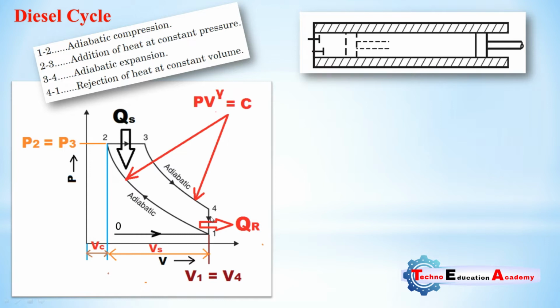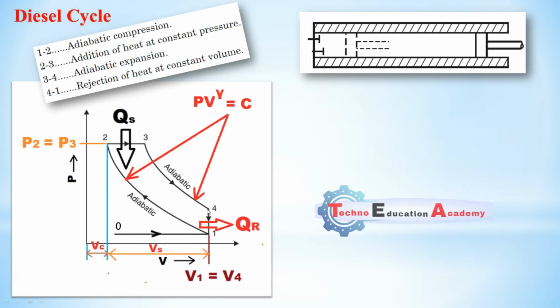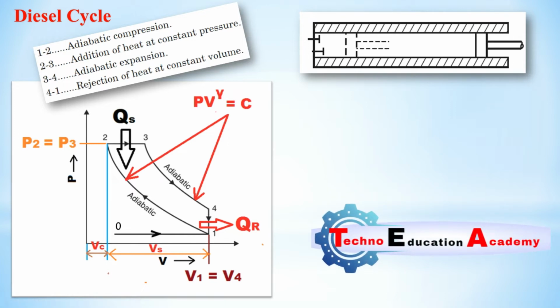3 to 4 process. Whenever the pressure increases inside the cylinder, it will strike the piston from inner dead center to outer dead center. At that time the volume increases and pressure decreases. It is called the expansion process. It is represented on the PV diagram by the 3 to 4 process, and it is an adiabatic process, so it will follow the law PV raised to gamma equal to constant. So in the 3 to 4 process the volume increases in expansion and pressure decreases.